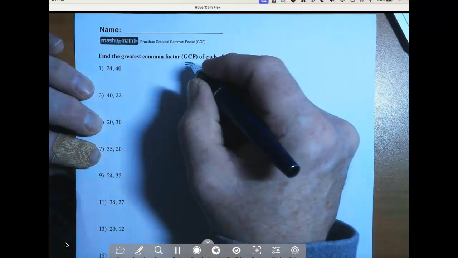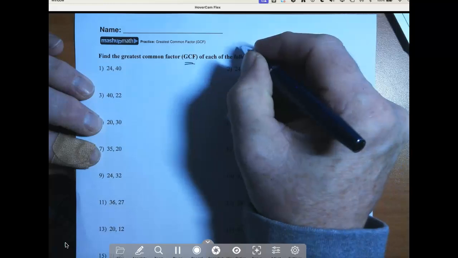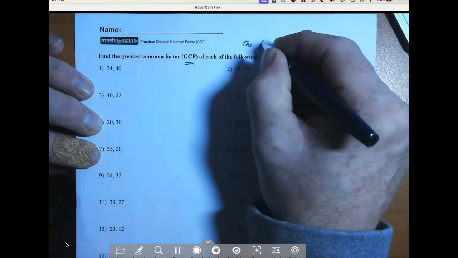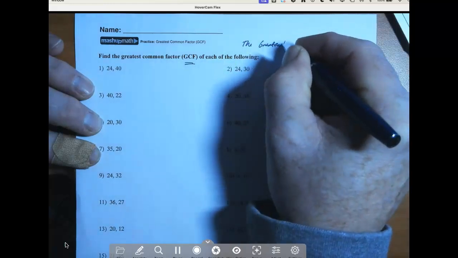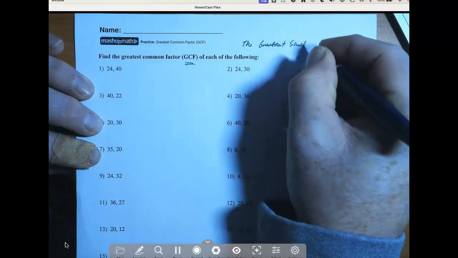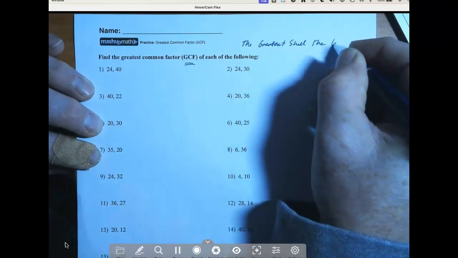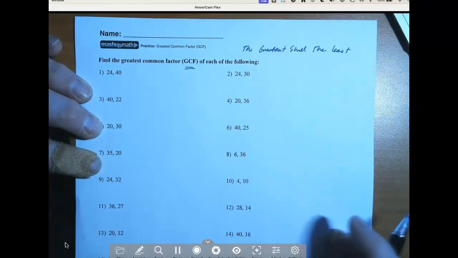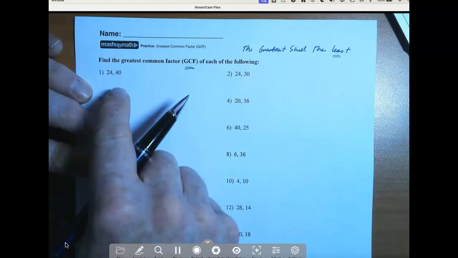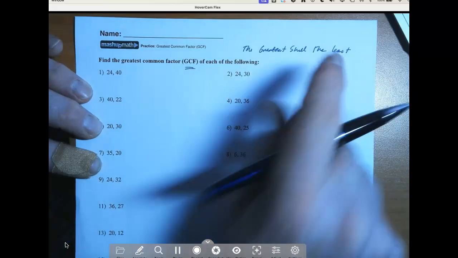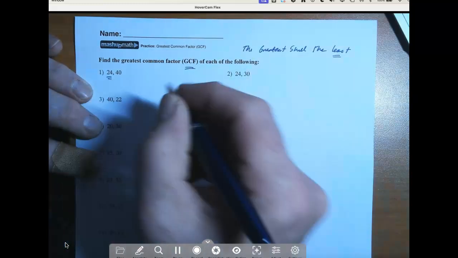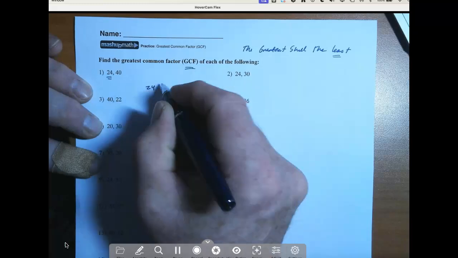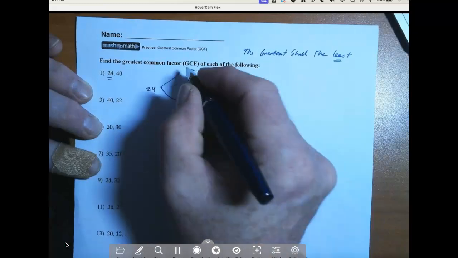When you think of the greatest common factor, I want you to think: the greatest shall be the least. Sounds like something they would have said a long time ago. These are opposite words, greatest and least. I want you to start with the smallest number and make a factor tree for it. So we're going to factor 24 here.